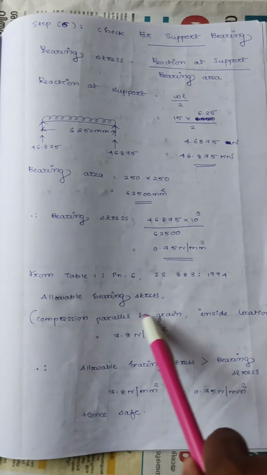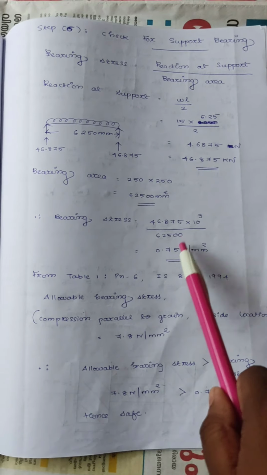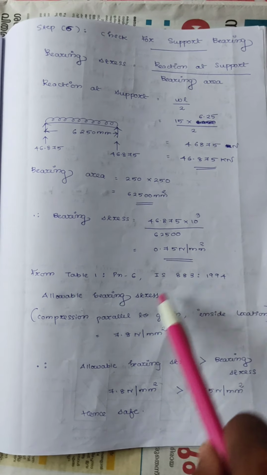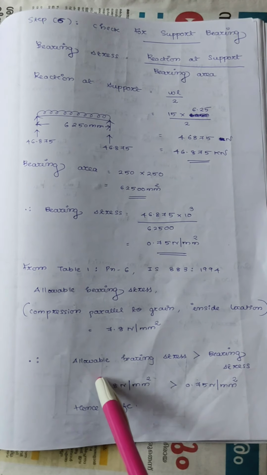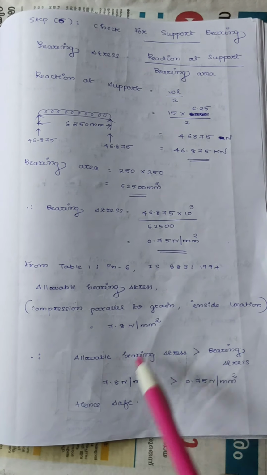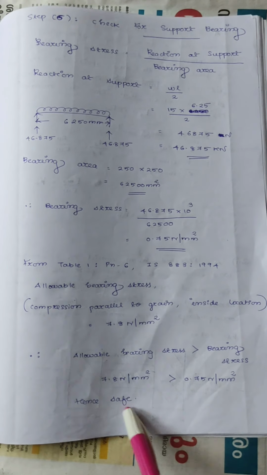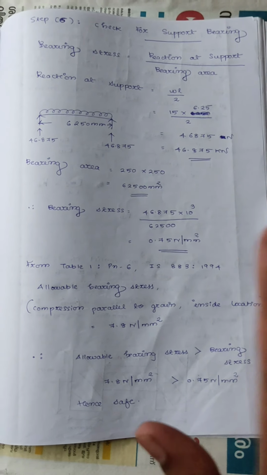So 7.8 Newton per mm square is greater than the bearing stress found out here. That is 7.8 is greater than 0.75. That is, allowable bearing stress is greater than bearing stress, so hence it is safe. So this is the design of a timber beam.